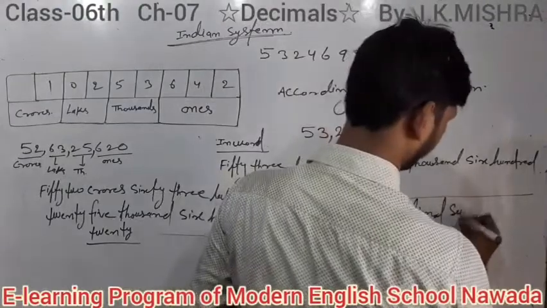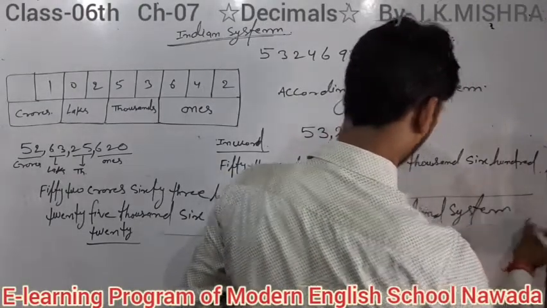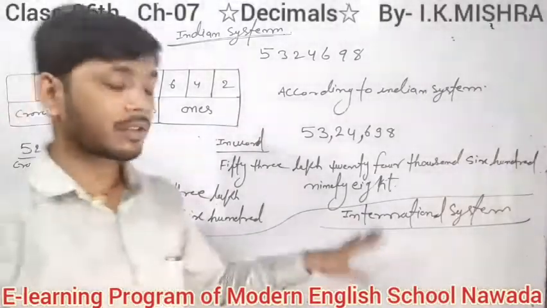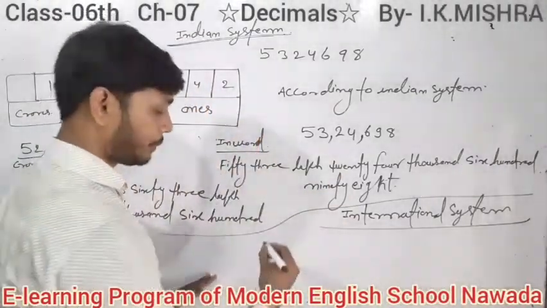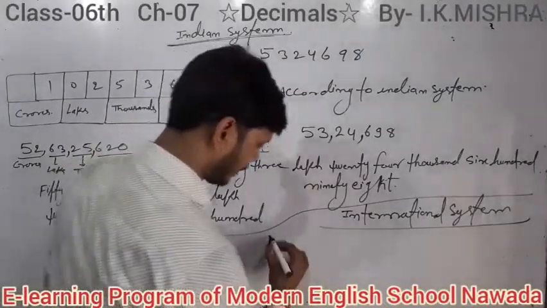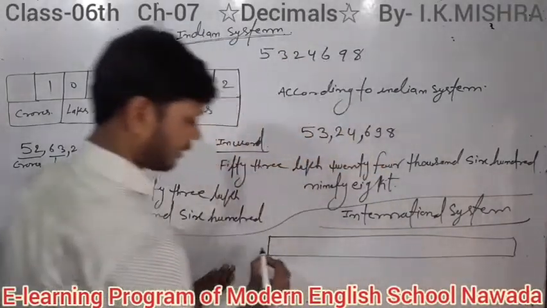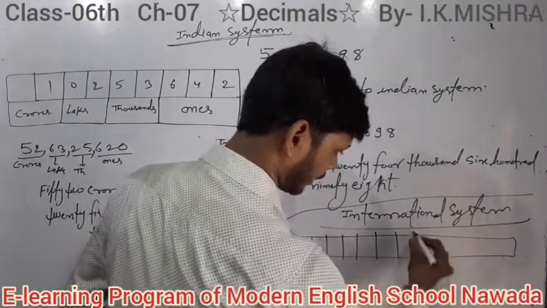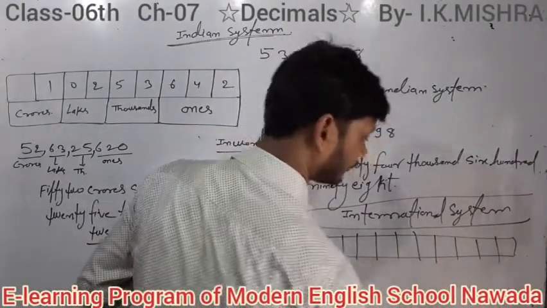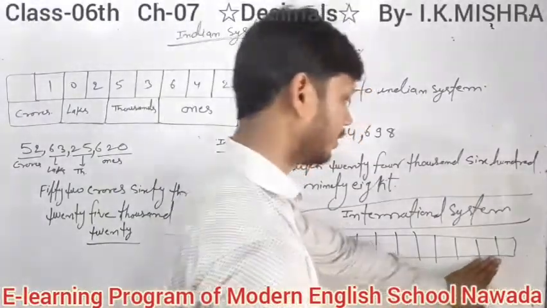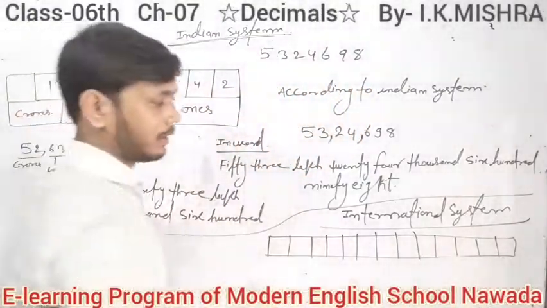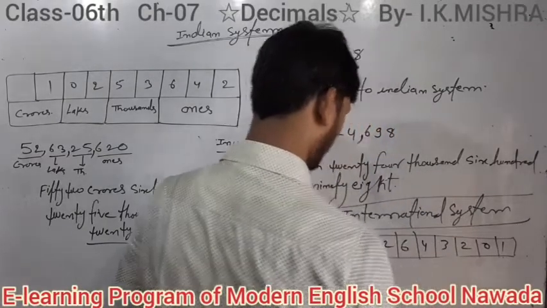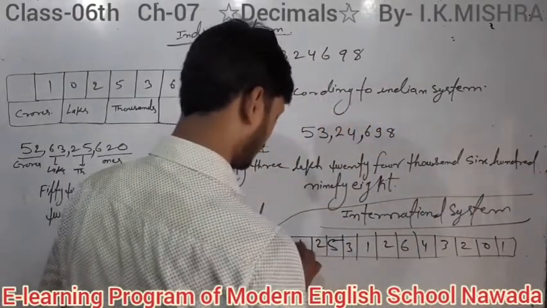National system. International system. According to the international system, here are the period names. Suppose here I write some digits, and it's a number. Here suppose 1 0 2 3 4 6 2 1 3 5 2 1 6.